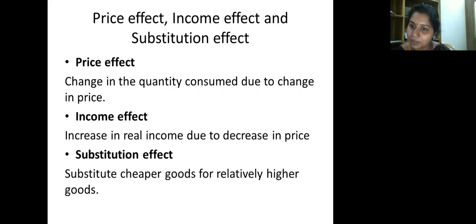When I'm explaining the questions, you will understand the importance of this price effect, income effect and substitution effect. Income effect is nothing but the increase in real income due to a fall in price level. What is substitution effect? Substituting cheaper goods for relatively higher-priced goods. When price changes, all these things will change, and based on that, they will make the decision.